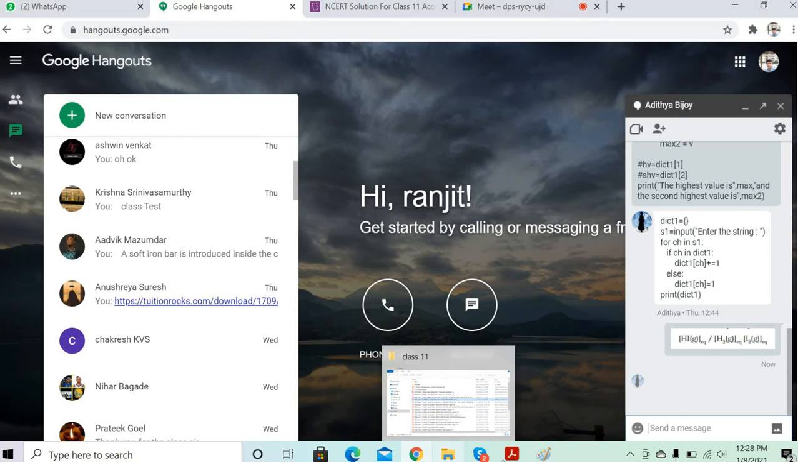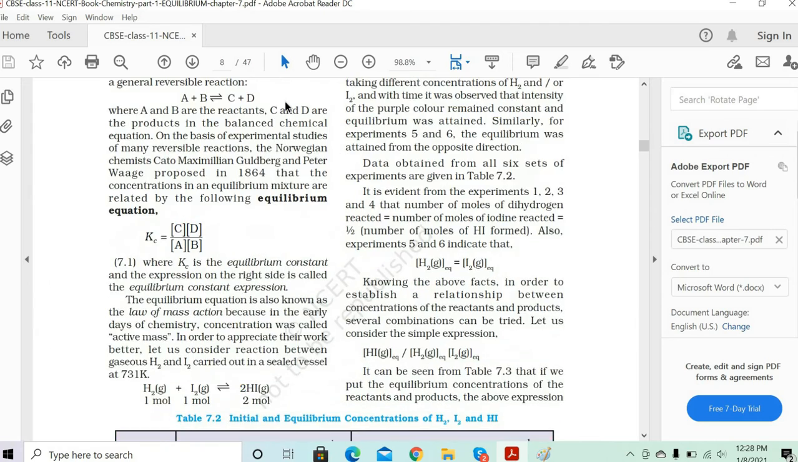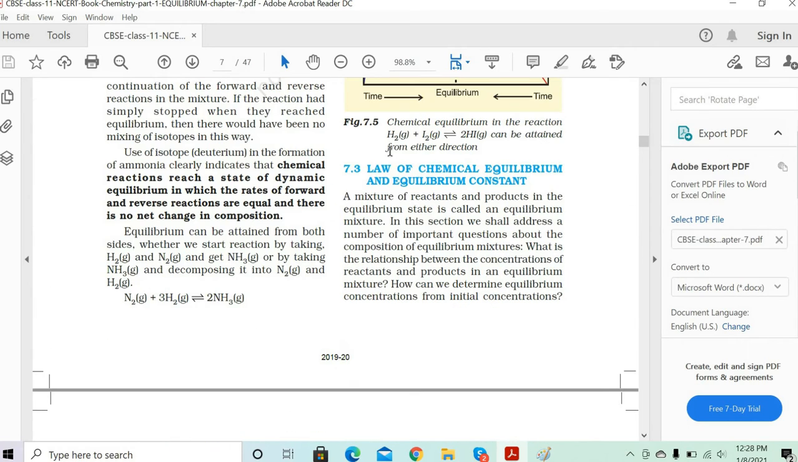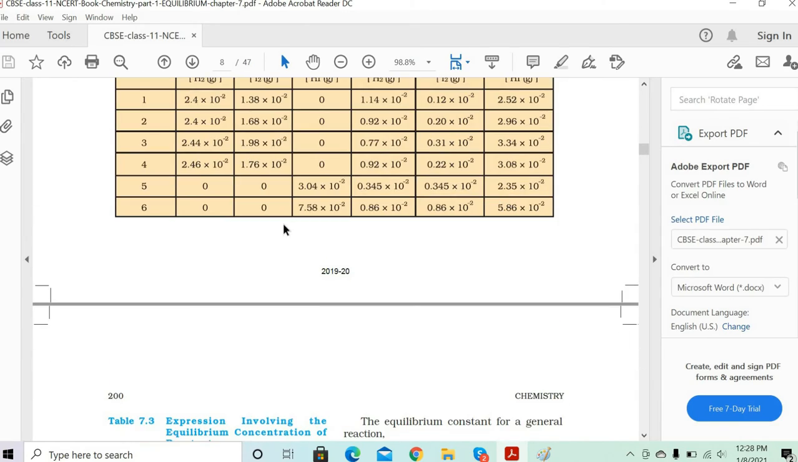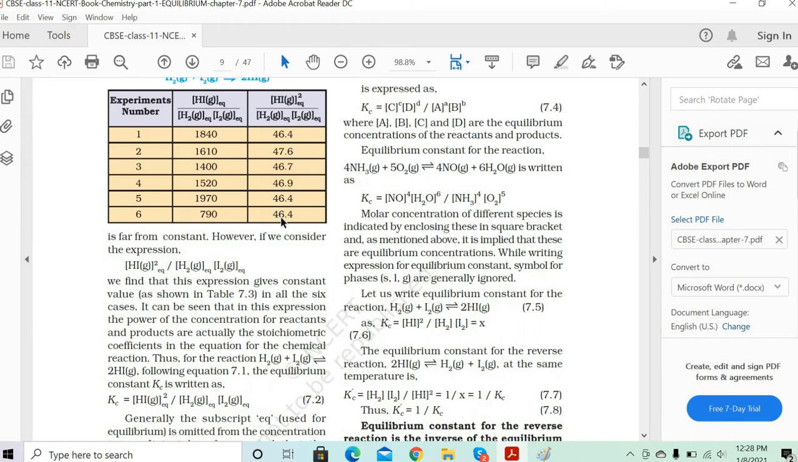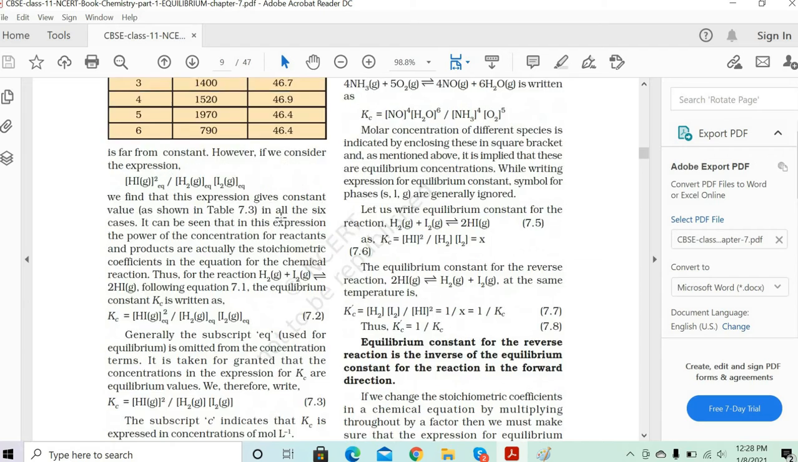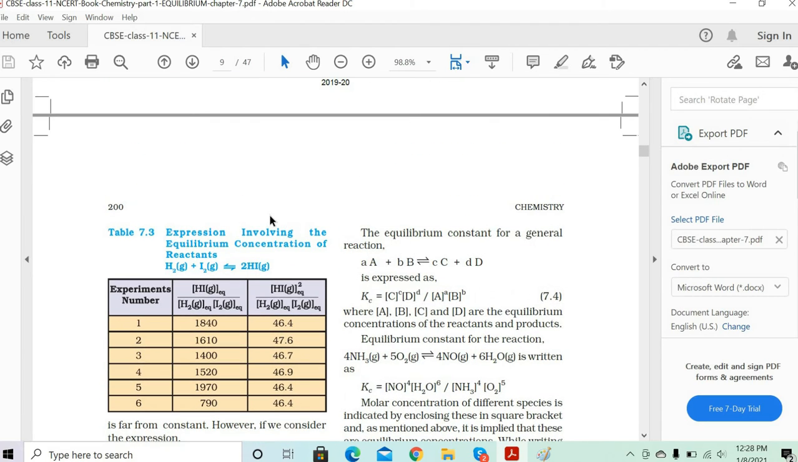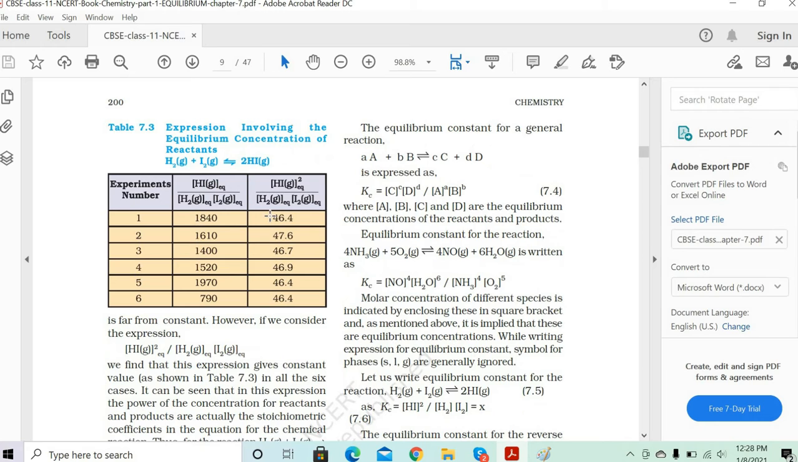Sorry, sir, could you repeat that? What, Vijay? Could you repeat what you just said? 7.3. Just read out this law of chemical equilibrium and equilibrium constant. Just read out the statement till table 7.2. Then I'll explain to you table 7.3. Okay, sir, because we should not miss even a single line from there. That's the reason. Got it?